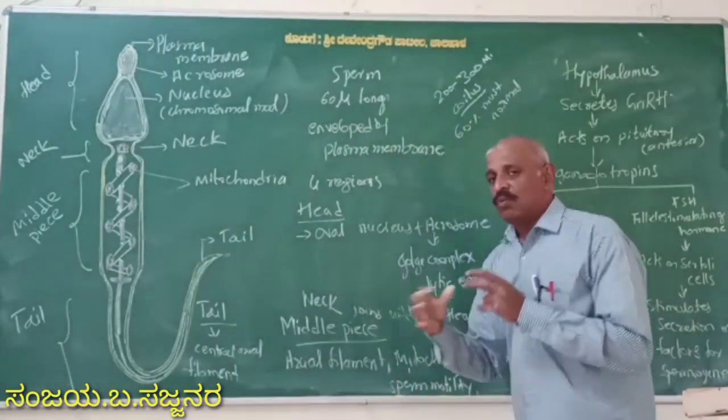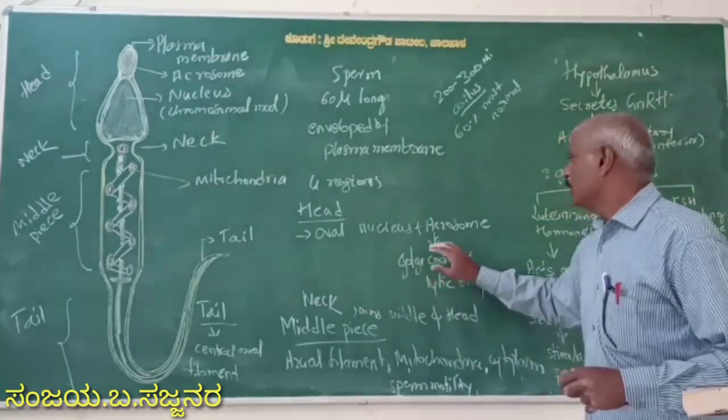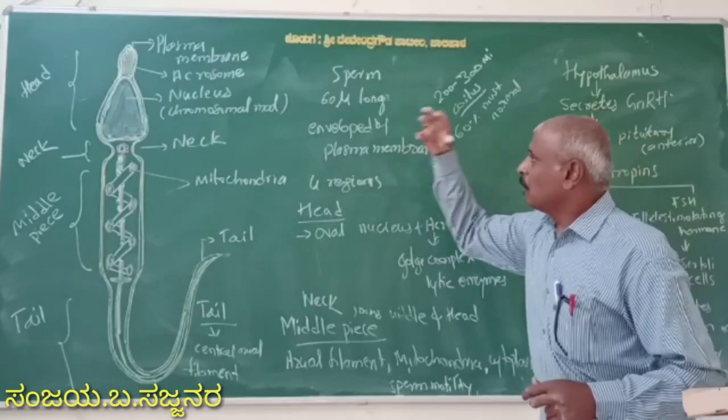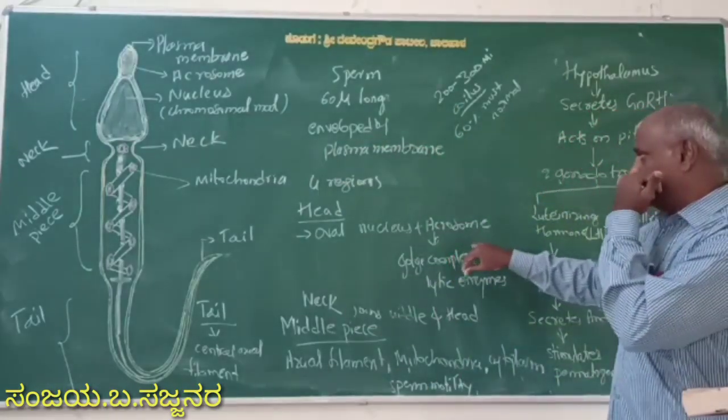Head is an oval shaped one with nucleus, and on the top of that one, the cap-like structure is called the acrosome.